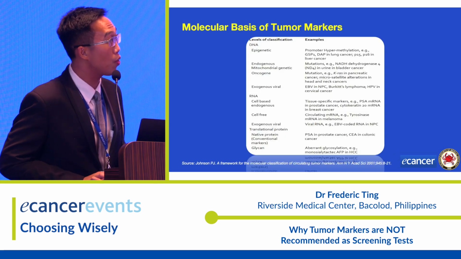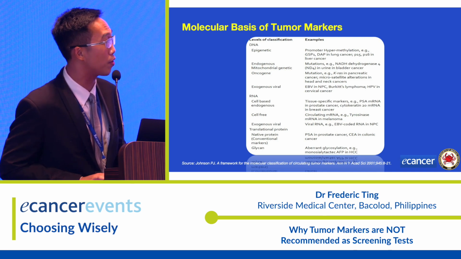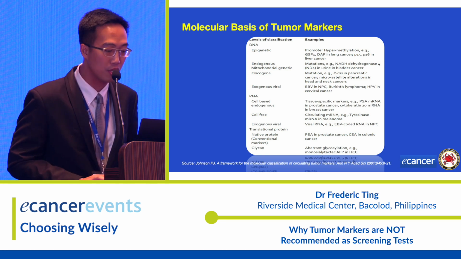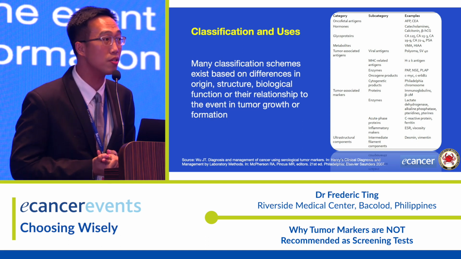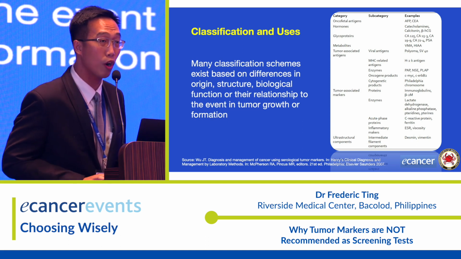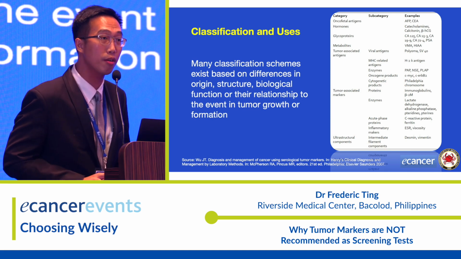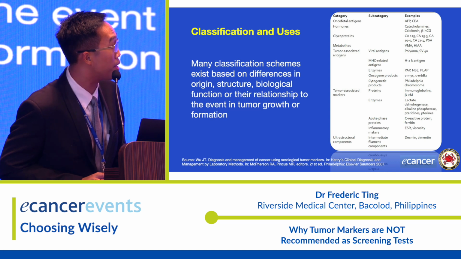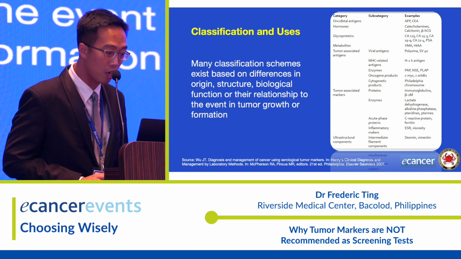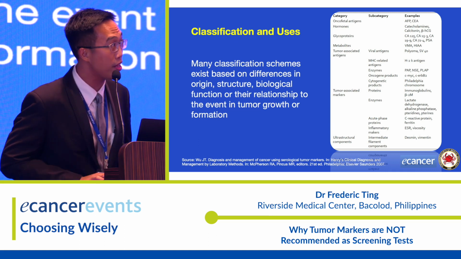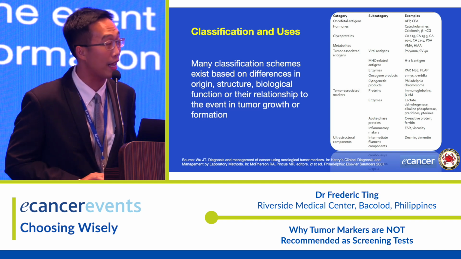So I'm just going to show you a rundown of the molecular basis of tumor markers. It can be based on DNA, RNA, or translational proteins. We have so many classifications of tumor markers, but the most common classify them according to their origin, their structure, and their biological function, such as this table, which shows the division and classification of tumor markers, whether an oncofetal antigen, a hormone, a glycoprotein, or any other metabolite.